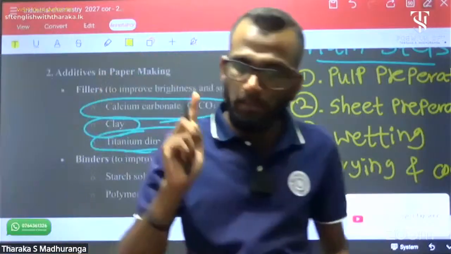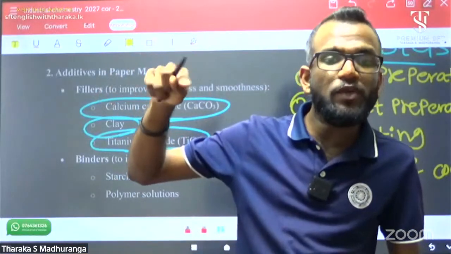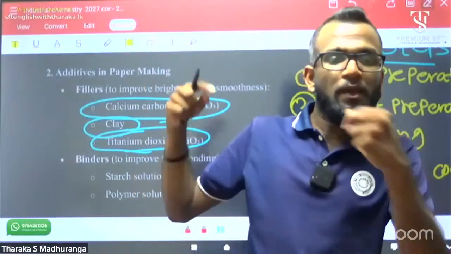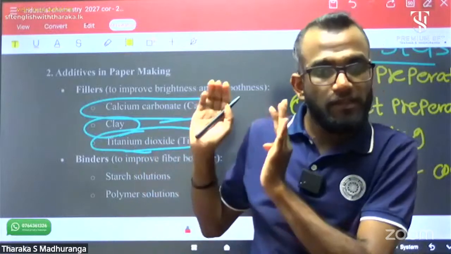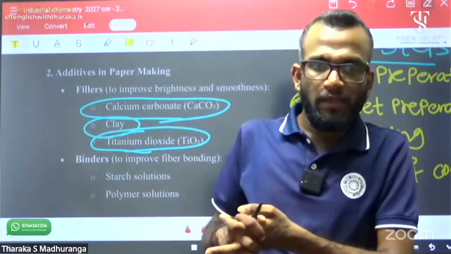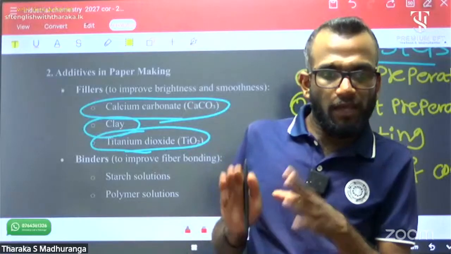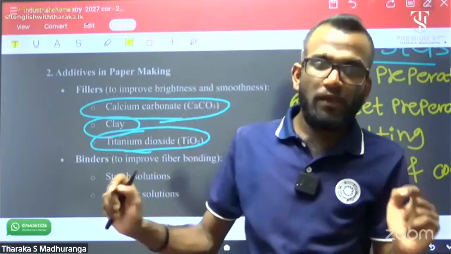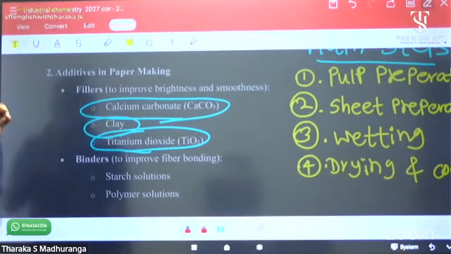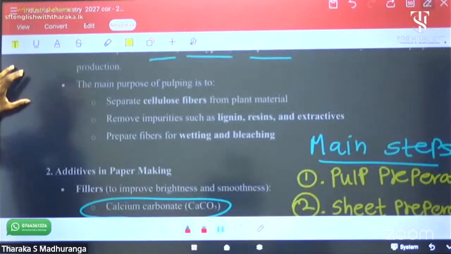Remember that in paint production, titanium dioxide is a pigment to give pure white color. But in paper production, titanium dioxide is a filling agent. Don't forget this, it has been asked a lot in MCQs. Titanium dioxide in paper production is not a coloring agent, it's a filling agent, right? That's actually important.